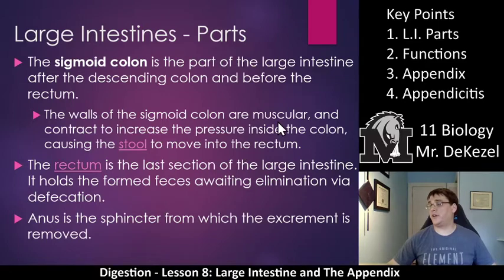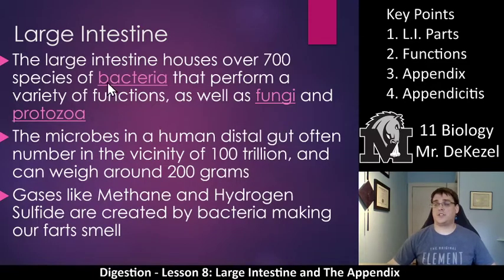We're all fairly familiar. So the large intestine is very important because it houses over 700 species of bacteria that perform a variety of functions, as well as fungi and protozoa. And all of these things are very important to keep us healthy. The microbes in a human distal gut, so that's in the large intestine, often number in the vicinity of 100 trillion and can weigh around 200 grams. So that's quite a lot of bacteria, 100 trillion.